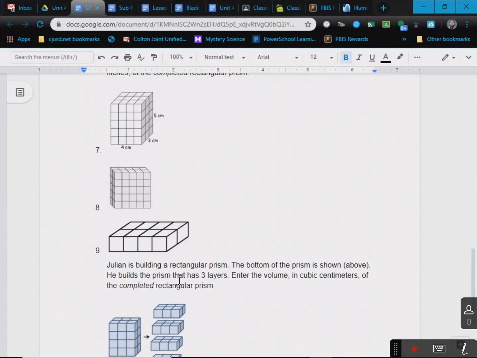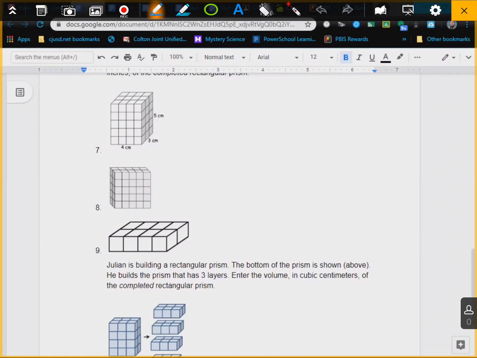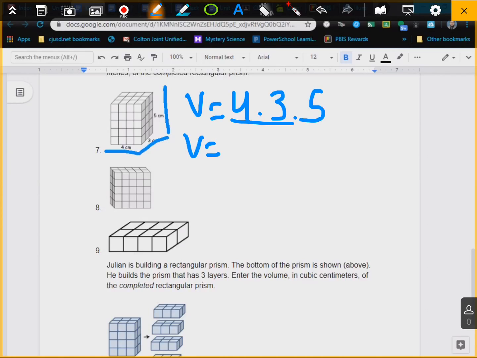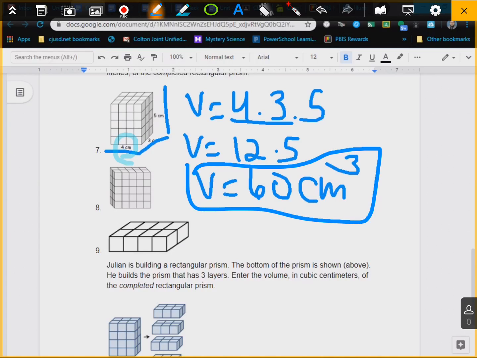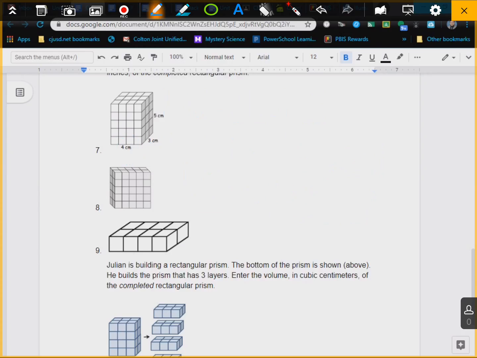Okay, number 7. They give you the length, width, and height. Okay, so the length is 4, the width is 3, and the height is 5. Okay, I know 4 times 3 is 12, and 12 times 5 is 60, and it's going to be 60 centimeters cubed because I see right here it's centimeters. So 60 centimeters cubed is my final answer.